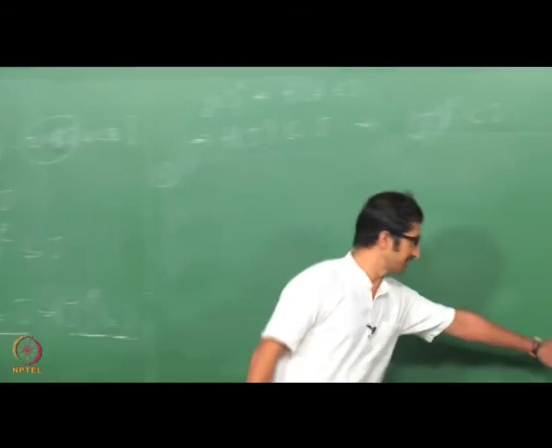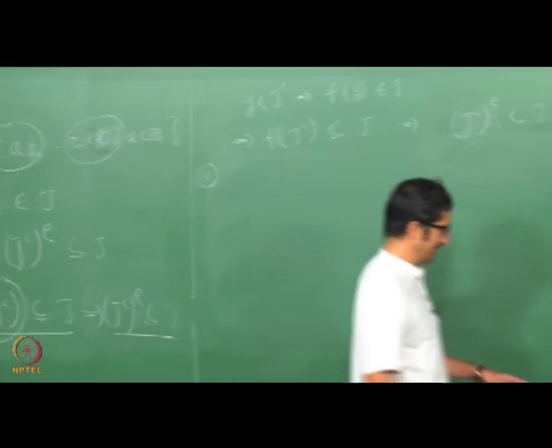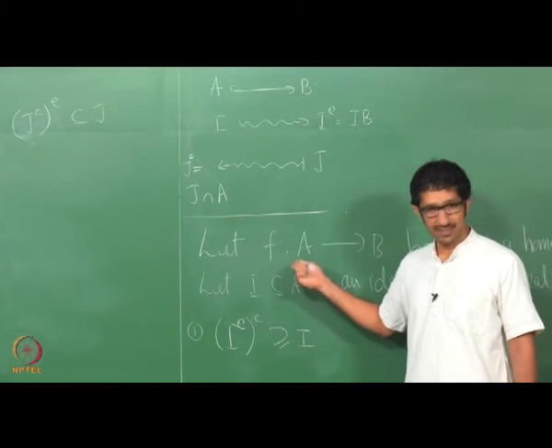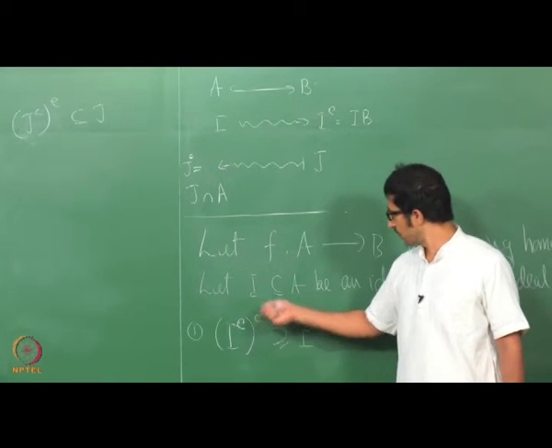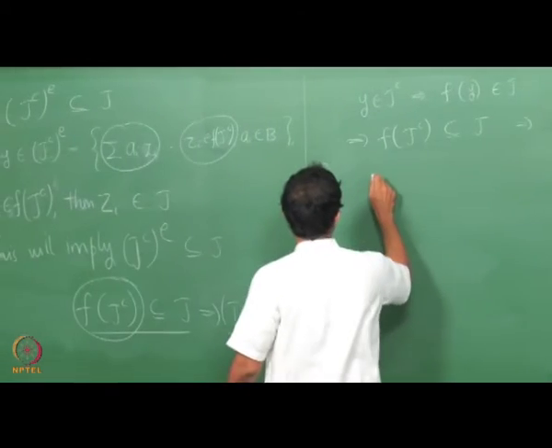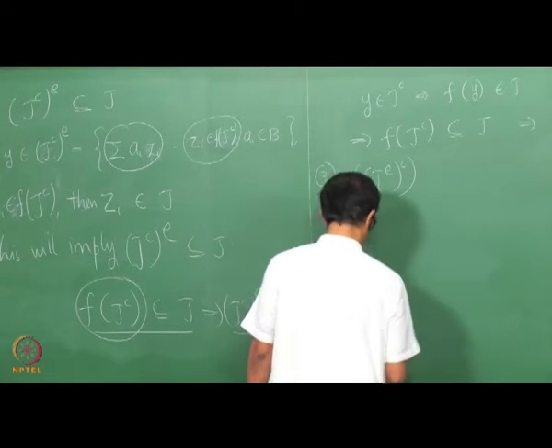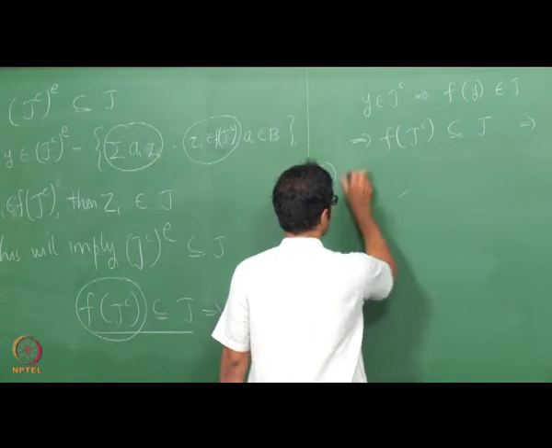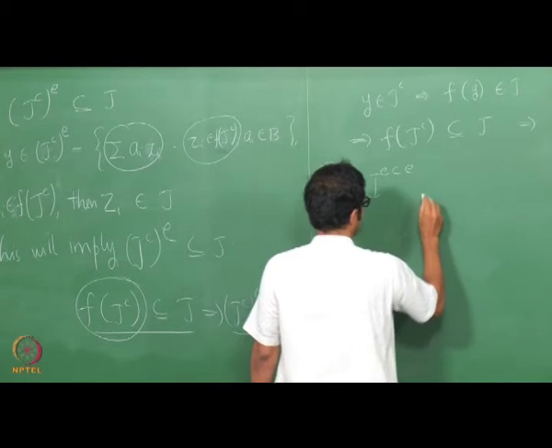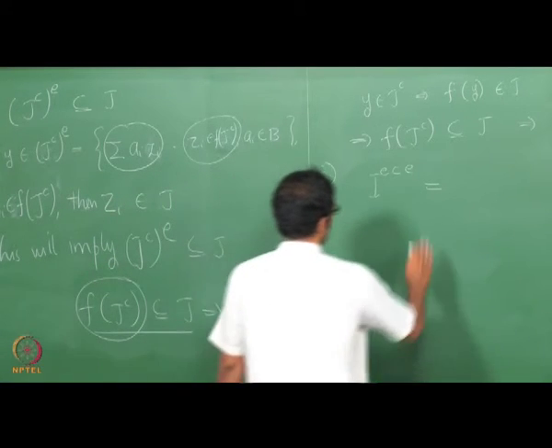So now, can we go one step further? What do we get? I start with an I, extend it to B, come back to A, and I get I extended contracted. What if I again go back to B? What I have is I extended contracted and then extended. So let me remove these brackets. I'll just simply write one after the other: I extended, then contracted, and then extended.